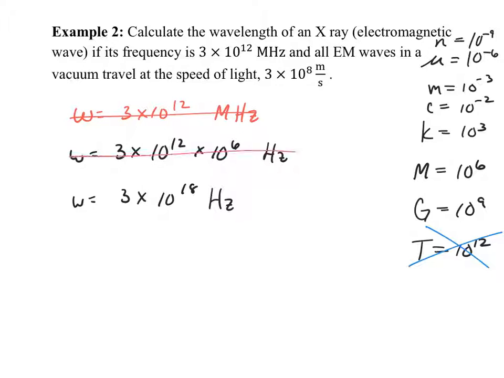So for now, I don't really need these two, just to remind myself that I've already converted. So I've got my frequency that I need. It's got to be in base units. It's in base units now. I can then go on and say, all right, what else do I have? I'm told that all EM waves travel at the speed of light. And there's the speed of light, 3 times 10 to the 8.